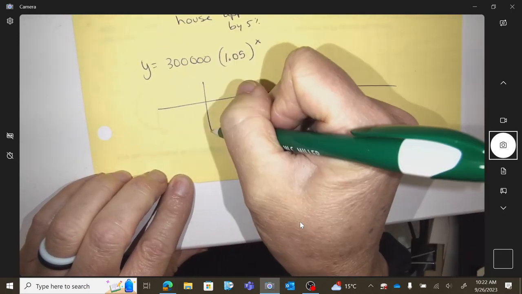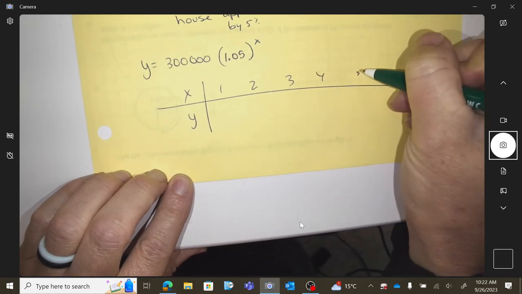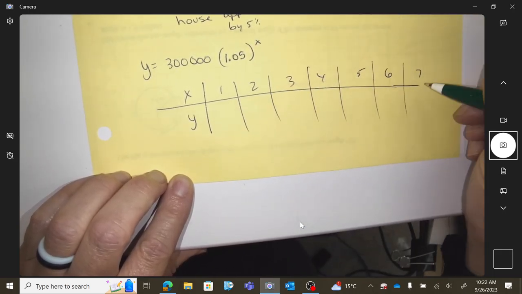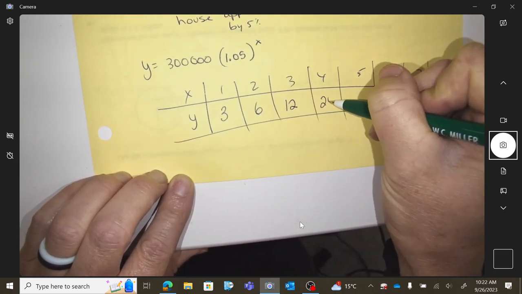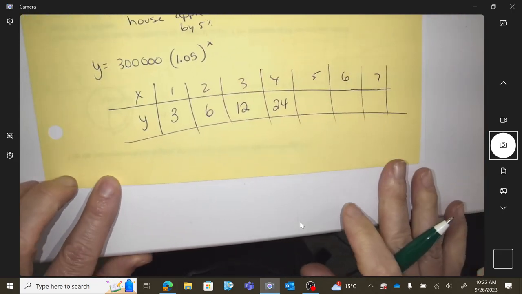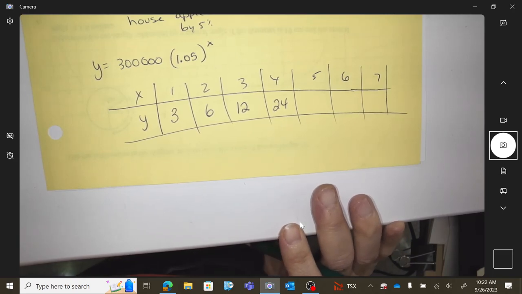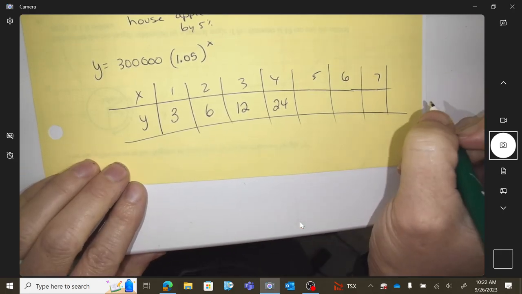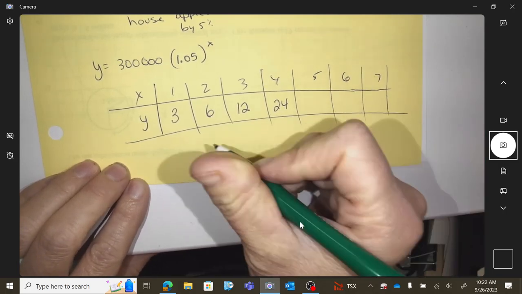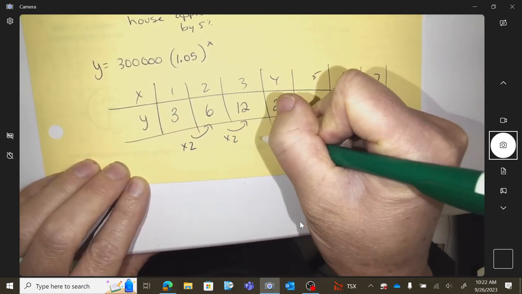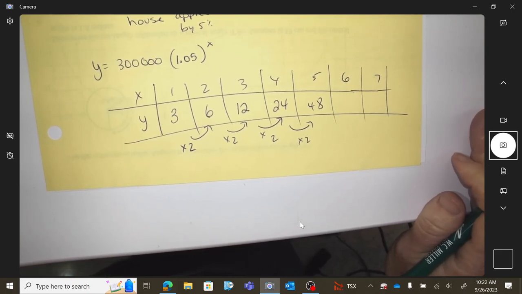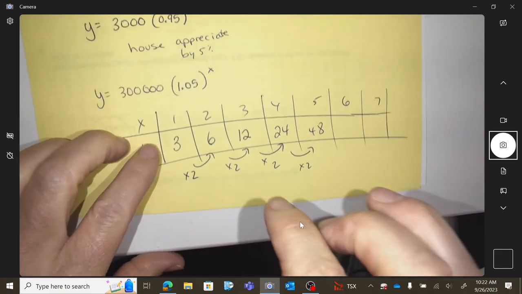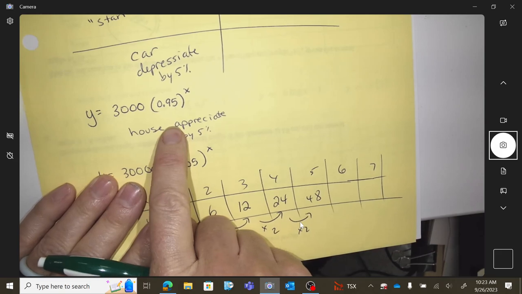On a chart, how would I know if it is exponential or not? Is this changing exponentially, yes or no, and why? It's doubling. So is that exponential? Yes. I times by 2. I times by 2. I times by 2. The next one would be 48 then, right? Okay, that's exponential. Because it's consistently being multiplied. That's what exponential is doing.